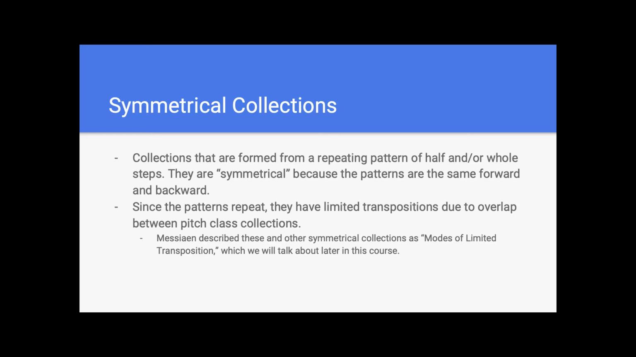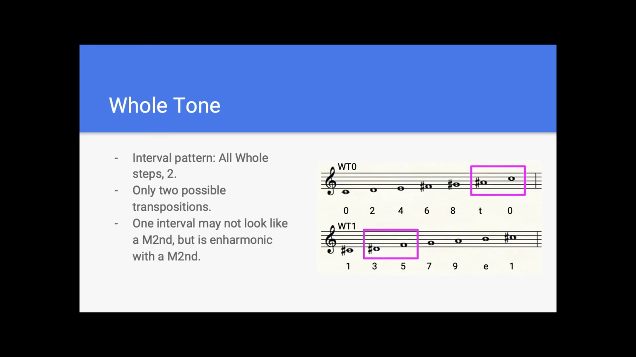French composer Olivier Messiaen described these and other symmetrical collections as modes of limited transposition, which we'll talk about later in this course. There are three symmetrical collections that we'll talk about in this video: the whole tone collection, the octatonic collection, and the hexatonic collection.